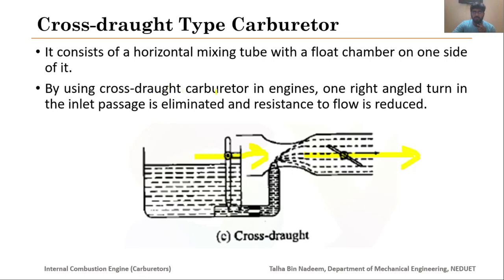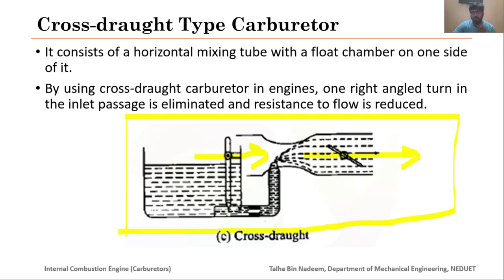I mentioned earlier that by using this cross-draught arrangement, the resistance to flow has been decreased because of the elimination of some additional inlet passages. The resistance to flow has been reduced. So the pressure drops in these carburetors are relatively lower as compared to the previous two.